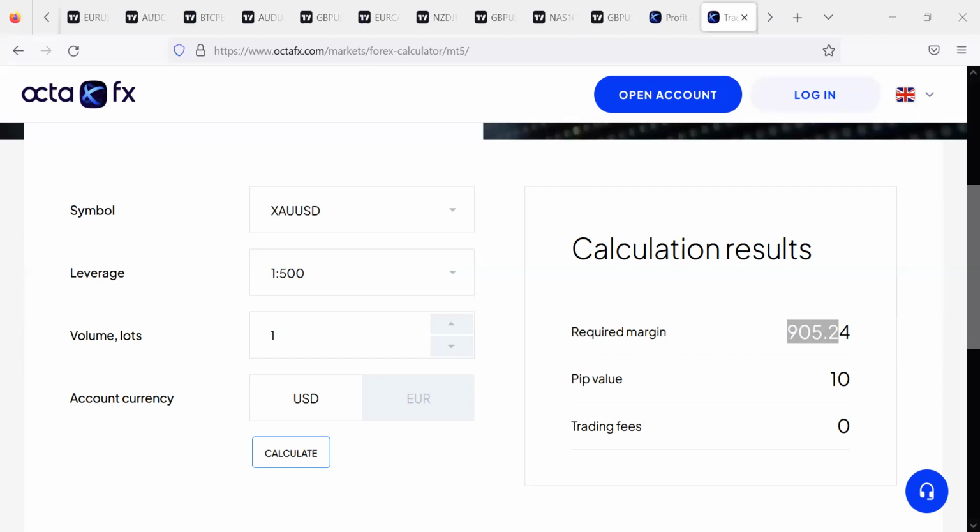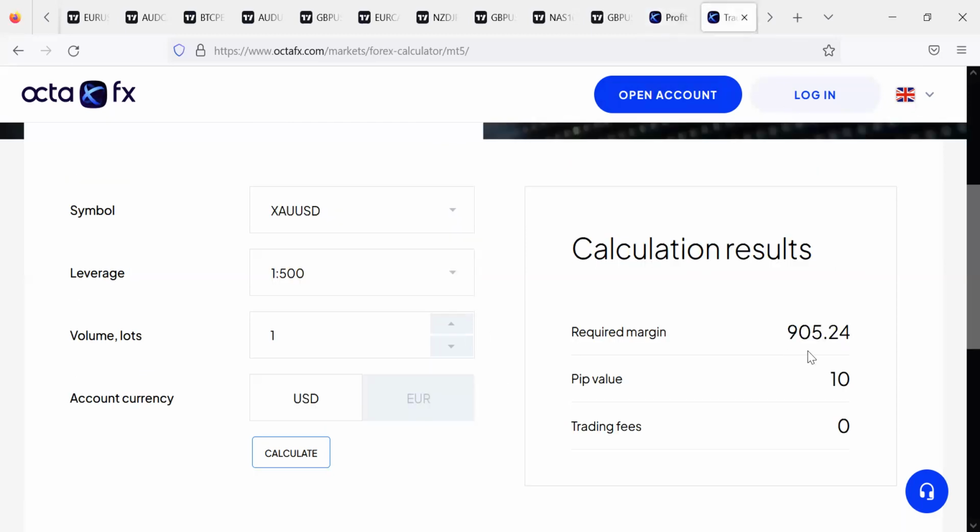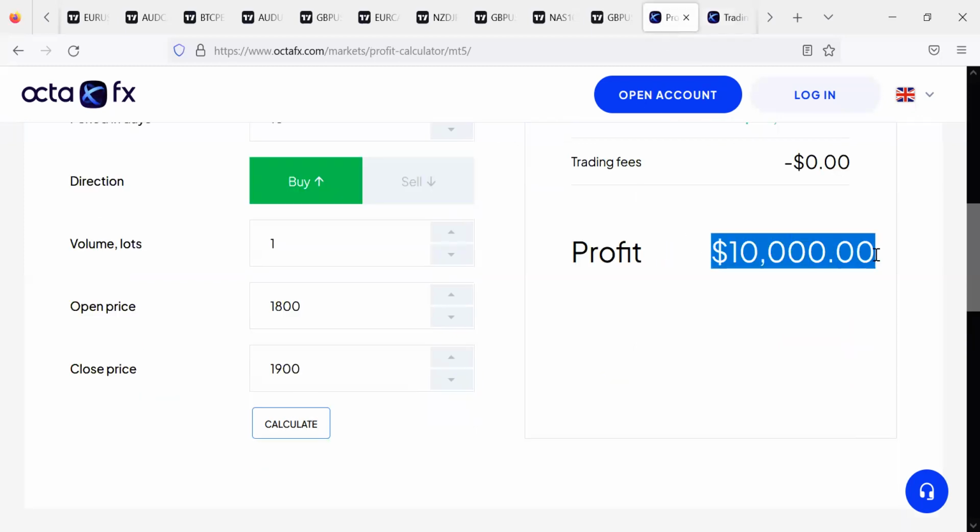Since the calculation is like this, let me just say 905.24 times 2, which is 10%, which is 1,800. 1,800 is 10%. So definitely my 100% will be $18,000 I have in my account before I can take this one lot trade. And if it goes my way, I'm risking $900. Are you getting it on this trade? I'm risking $900 on this trade with probably a $500 stop loss to make $10,000.